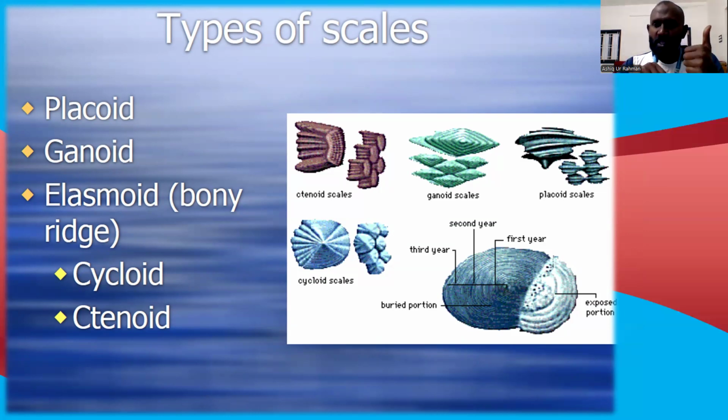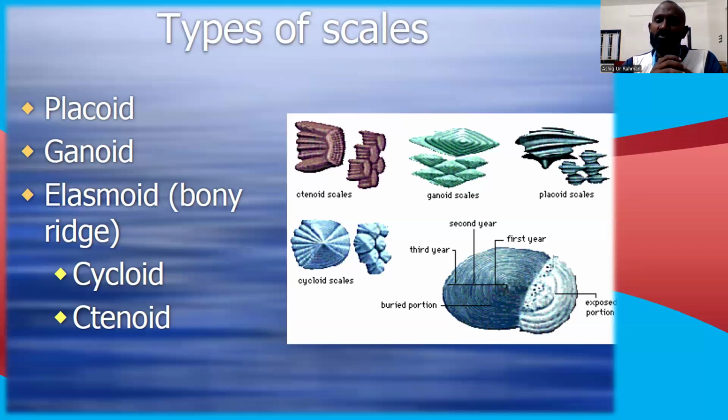Number one is placoid scales, which are found in sharks and rays. Those placoid scales are found in elasmobranchs, that is sharks and rays. And number two is ganoid scales. Ganoid scales are found in garfish, which is a primitive fish. And the other one is elasmoid scales, which are found in the bony fishes, the teleost fishes. These elasmoid scales are further divided into cycloid and ctenoid.